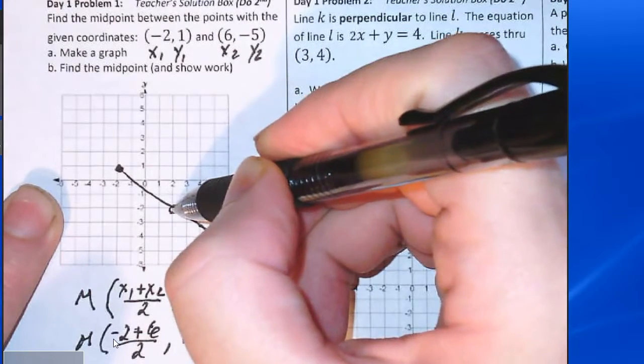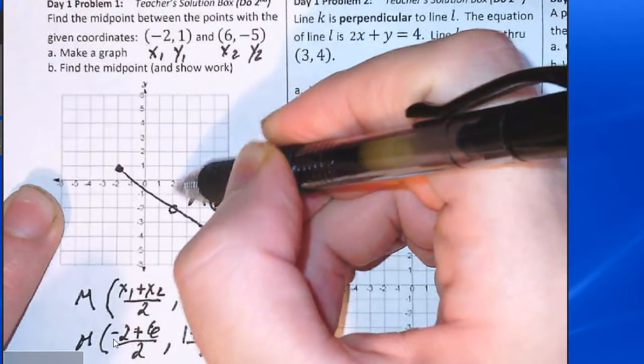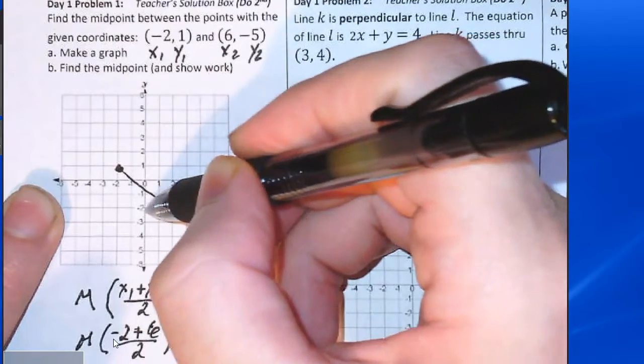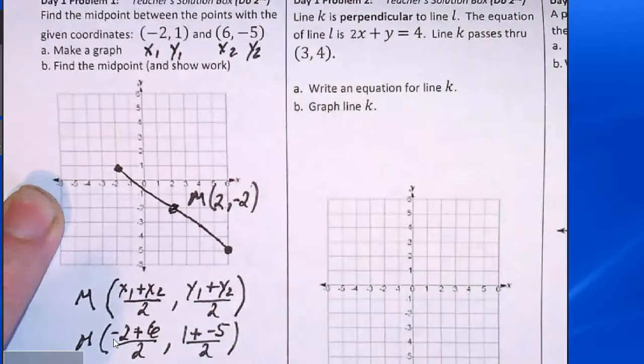And notice that visually, that is what we thought as well. 2 on the x-axis, and then down 2 to -2 on the y-axis. So here is the midpoint.